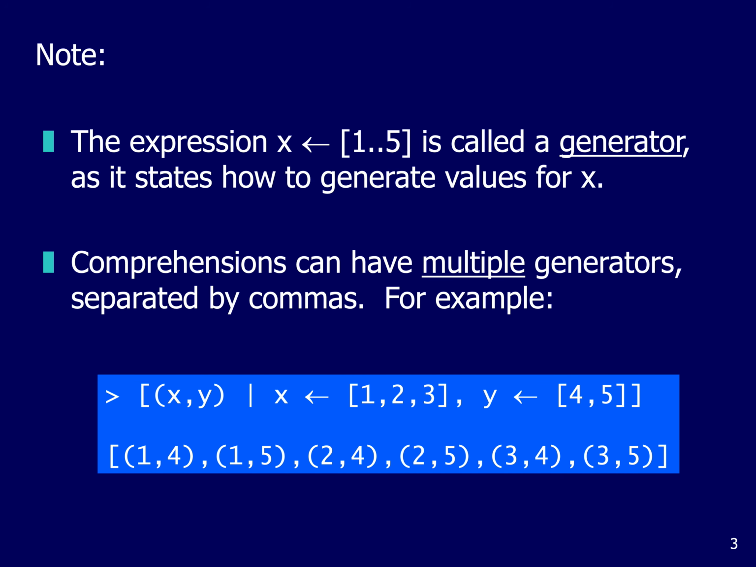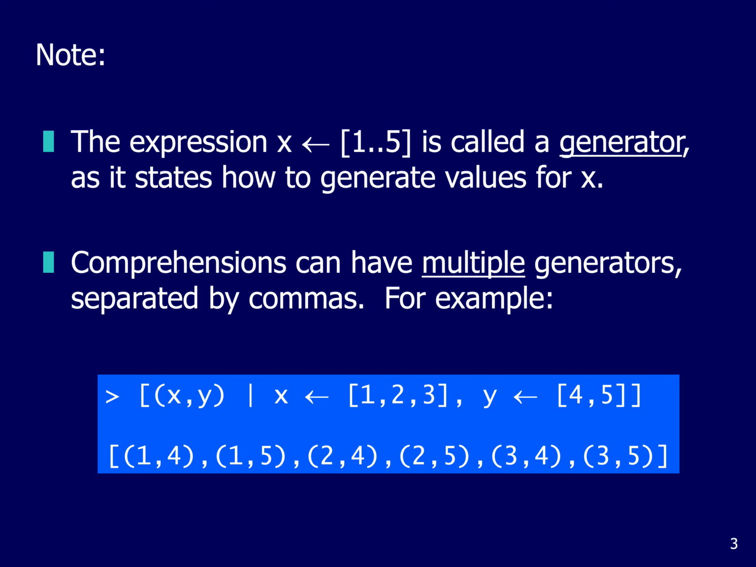So there's a couple of points to note here, as usual. So the first point is that the expression x back arrow 1 to 5 is called a generator, as it states how to generate values for x. And the way I like to read this is x is drawn from the list 1 up to 5. And the comprehension notation allows you to have multiple generators separated by commas. And this is a very simple and a very natural idea.